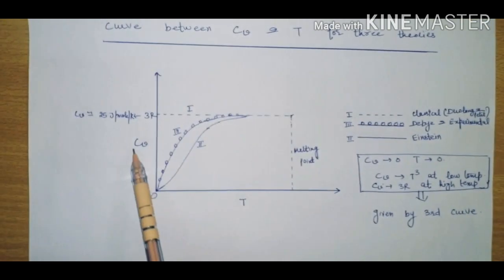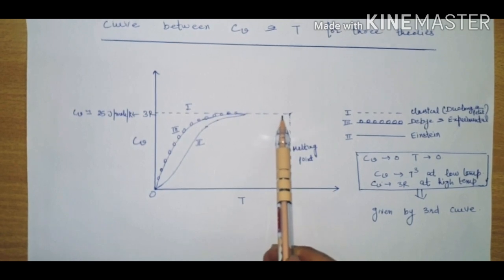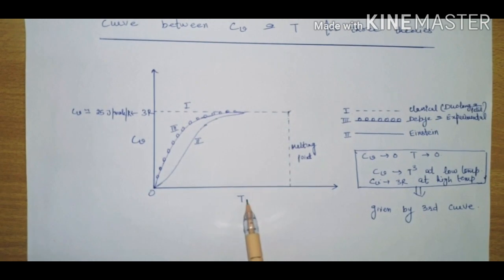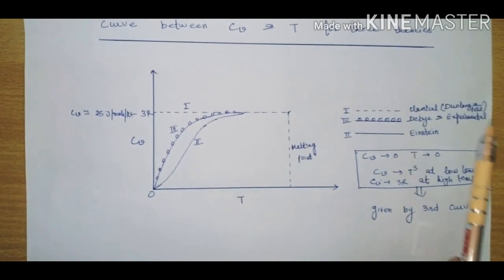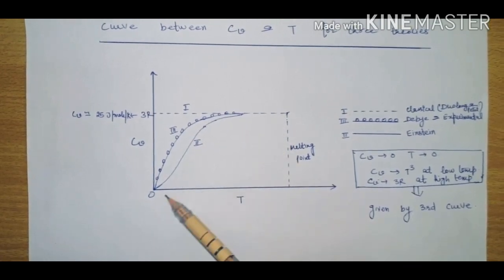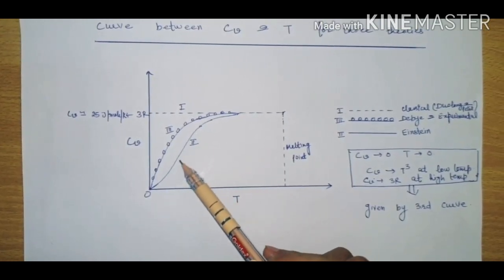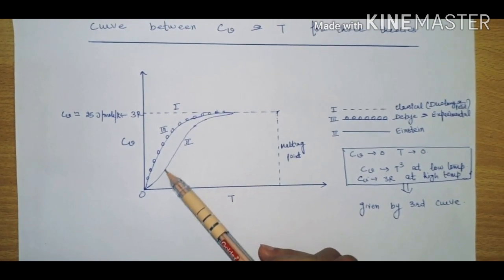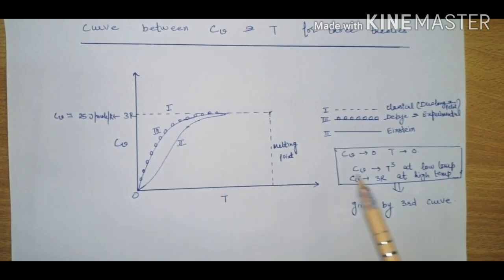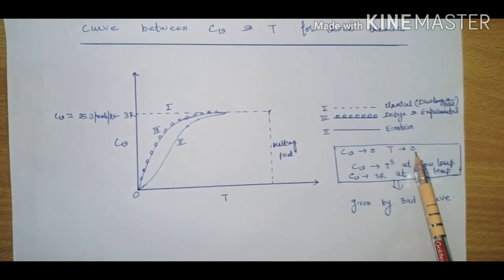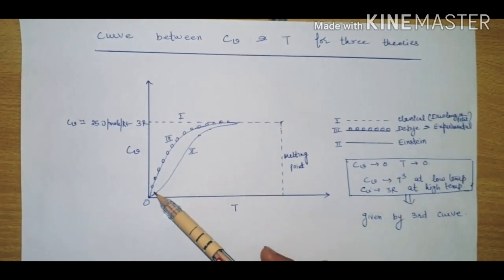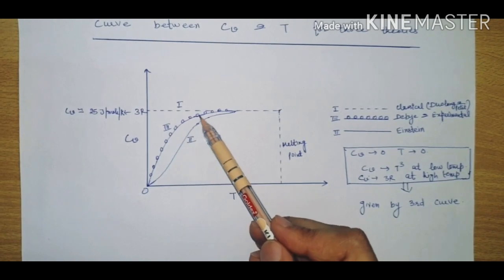So the value of CV at higher temperature is 3R according to Dulong and Petit. So there is only one curve parallel to the x-axis. So this gives only the value of specific heat at higher temperature. But in case of Einstein, the curve is like this. This is not in good agreement at lower temperature. It gives the values of specific heat at higher temperature, and when T approaches 0, CV approaches 0. Okay?